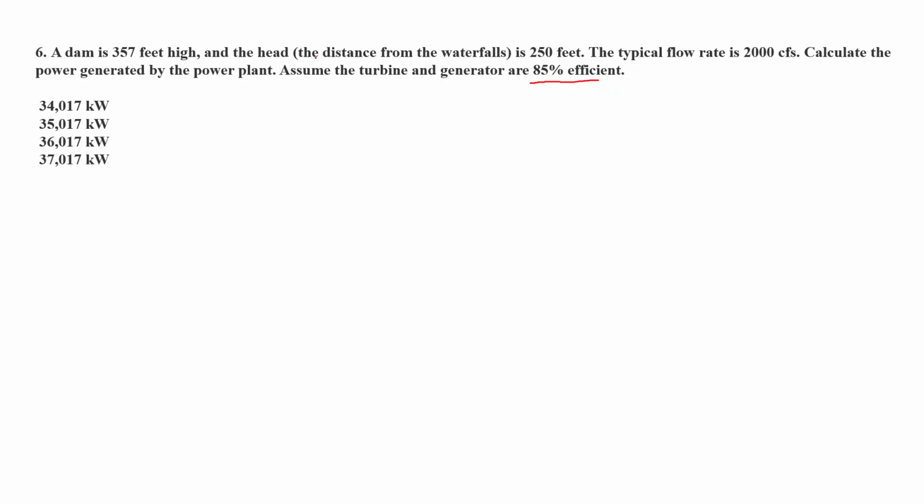So dam height is given and head is given. But we have seen that the power generated by the power plant, in all of the cases, is dependent on the head. So the dam height is not required. The head is required, which is 250 feet. And the typical flow rate, which is Q, is given as 2000 cubic feet per second. So what we have to find out is the power.